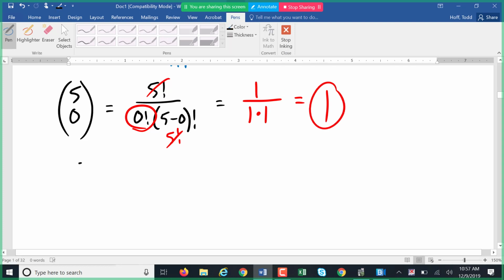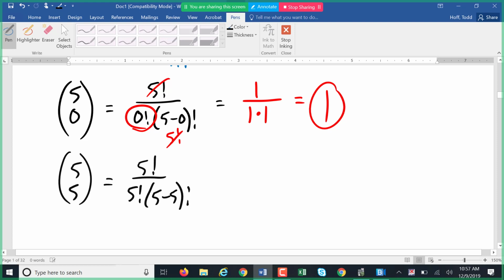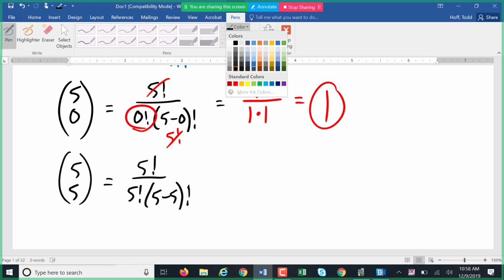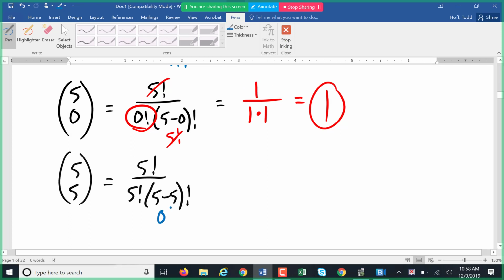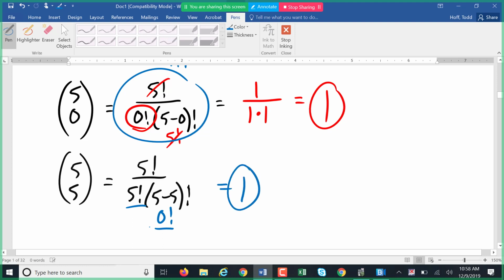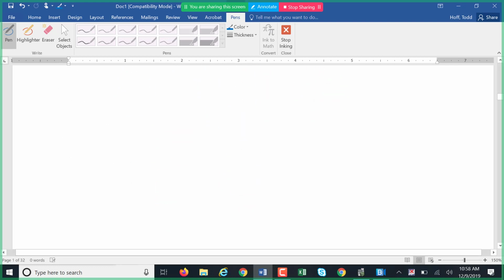Well, what if I went to the other extreme? 5 choose 5. Well, that is 5 factorial over 5 factorial, 5 minus 5 factorial. Then you can see what we end up getting there. 5 minus 5 is 0 factorial. It's exactly the same as we had up here. 5 factorial over 0 factorial and 5 factorial. Still comes out to be 1. There's only one way you can take the whole group, or there's only one way that you can take nobody. So now let's bring these back to our binomial expansions.